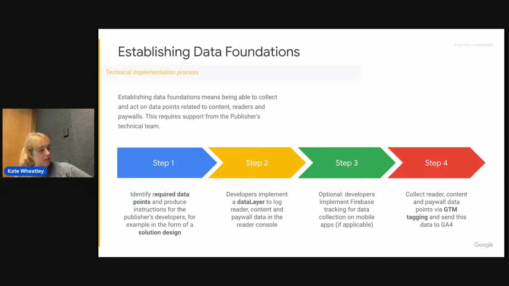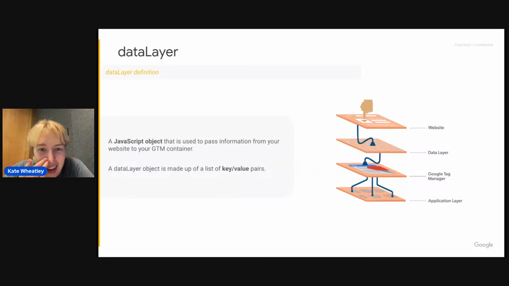So we have, step 1, identify data points and tell the developers what you want them to collect. Step 2, developers go off and they put those events in the data layer. Step 3, optional, they will put them on the app. And step 4, you use Google Tag Manager to pick up everything out of that data layer. So it's gone all the way from the back end of the website to being collected by Google Tag Manager on the front end. Okay, that's an overview of the data layer.